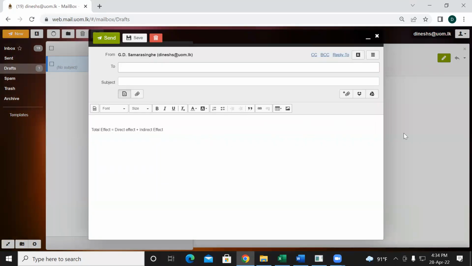Hope you can see my screen, and there's something like this. Total effect. Remember this one, this is very common sense. Total effect equals, simply and logically, direct effect plus indirect effect. Now here, the total effect you see on the reports, no?